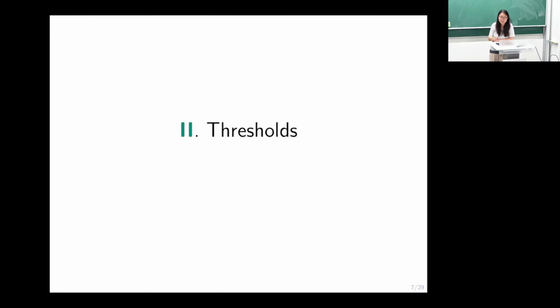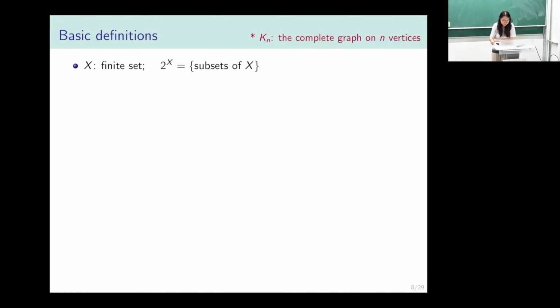In the next part, let me define thresholds. Are there any questions so far? Okay, then let me define thresholds.